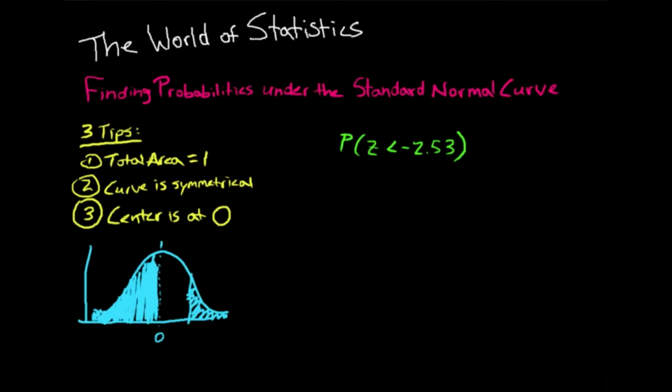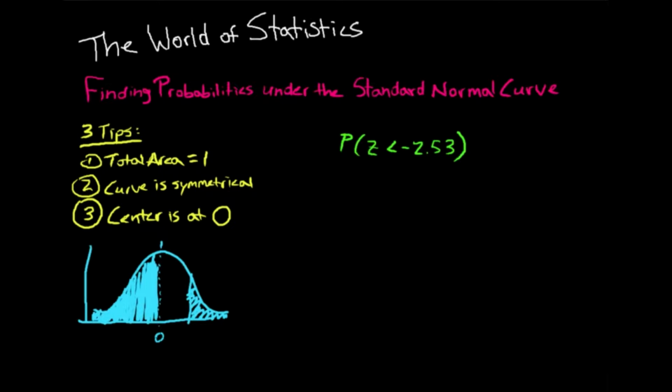So one thing to know is that the total area under the curve is equal to 1. So if we look at the curve down below, we know that on the left and on the right hand side of the center is a total area of 1 or 100%, meaning that there's a 100% probability underneath the curve. Number 2 is that the curve is symmetrical. So any probability we find on the left hand side or on the right hand side would be equal to one another.